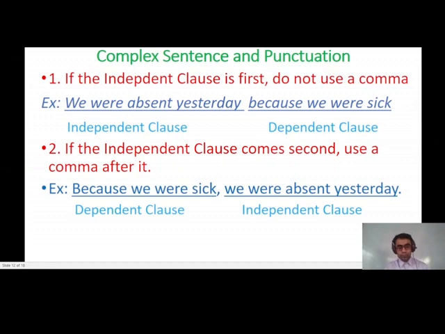Second, if the independent clause comes second, use a comma after it.